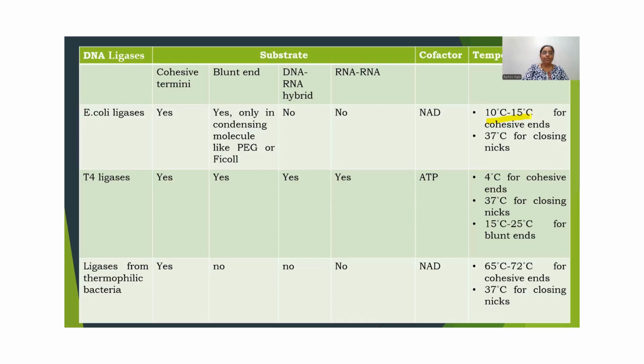Now they are adjacent to each other, and the nick is going to be sealed. These E. coli DNA ligases can only seal the blunt ends, and only when there is an addition of a condensing molecule. Without the condensing molecule, E. coli DNA ligases cannot do the blunt end ligation. These DNA ligases are also not going to do the ligation into the DNA-RNA hybrid. They also cannot seal the RNA nicks, the nicks in between the RNA and RNA.